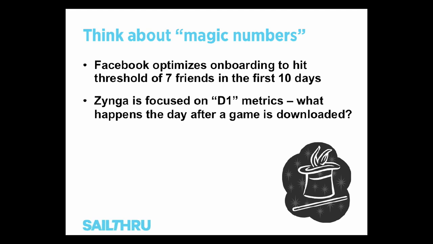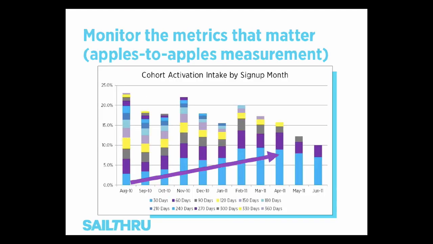The one thing I want to note about customer activation is to make sure that you're monitoring the metrics that actually matter, or what we'll call an apples-to-apples measurement. If I look at this chart, all of these groups along the x-axis are cohorts of users based on when they joined. This first one is all the people who subscribed in August 2010. The top of the bar tells me, of all the people who subscribed in August 2010, how many of them have purchased to date. About 23% of them have purchased.